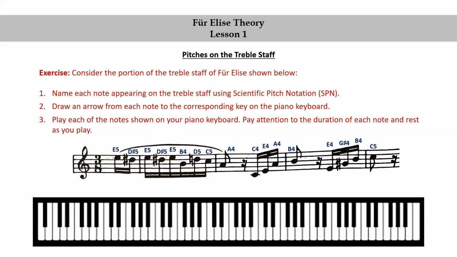Okay, for the second one, draw an arrow from each note to the corresponding key on the piano keyboard. Okay, I'm going to do this one at a time so it doesn't get cluttered. I'm just going to draw one arrow at a time. So here we have E5, D sharp 5, E5, D sharp 5, E5, B4, D5, C5, A4, C4, E4, A4, B4, E4, G sharp 4, B4, and C5.